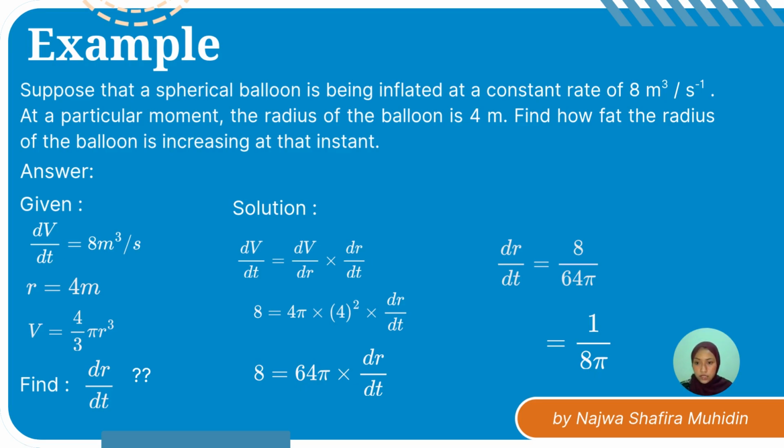Solve for dr/dt. dr/dt equals 8 over 64 pi, which equals 1/(8 pi). So the radius is increasing at a rate of 1/(8 pi) meters per second.